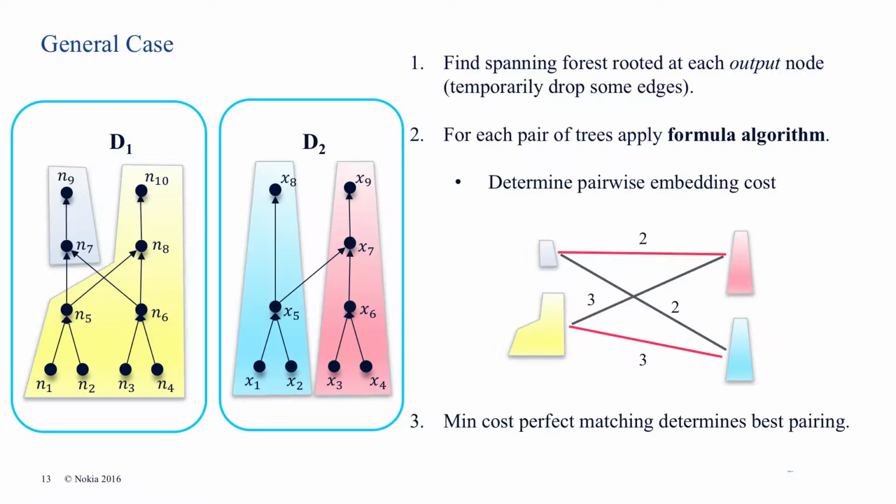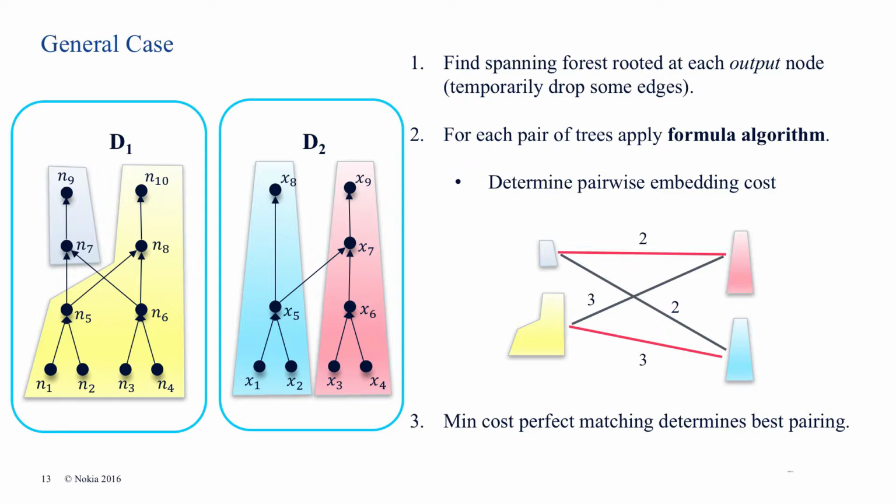Yeah. It's always correct, but the size is not. All right. So given a general circuit, so here is D1 and D2. We generate two spanning forest roots at each output node. So each of these is actually going to be a tree. So we have to drop some nodes. So we take a tree.